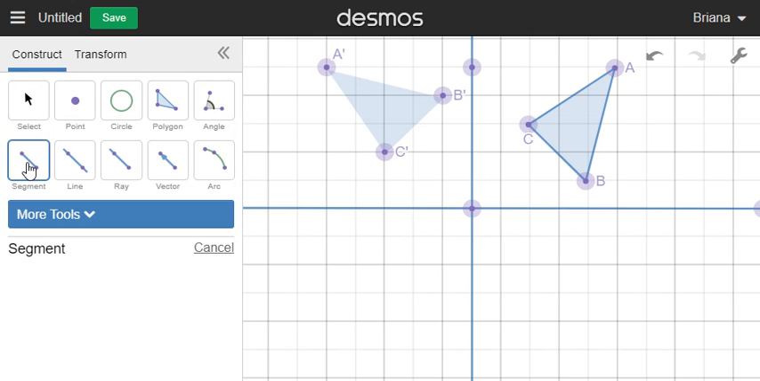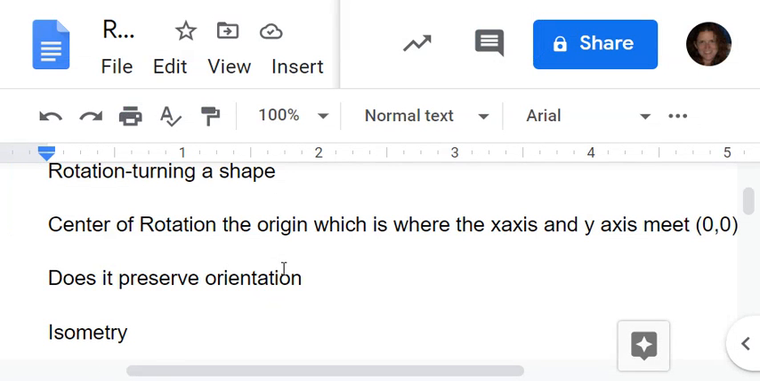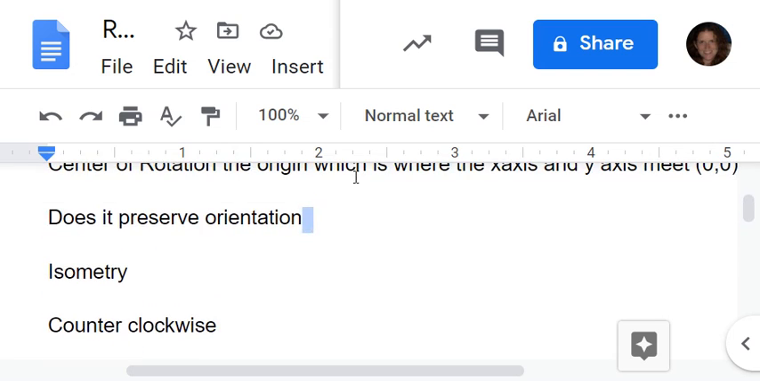So I am going to show you that this is 90 degrees. If we were to draw a segment from here to here, and from here to here, we can see that's a 90-degree angle. But I'm going to delete those just so we can look at this better. C to B is the same length. A to C is the same length. A to B is the same length. These are all the same lengths, same angles. And the same orientation: A, B, C, A, B, C. So we can look right here and say, yes, it does preserve orientation. And yes, it is isometry.